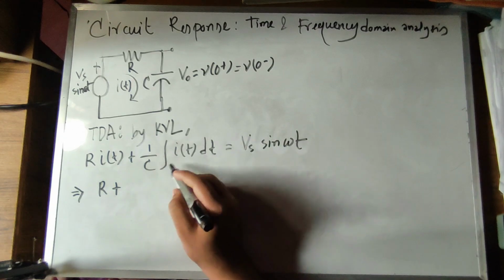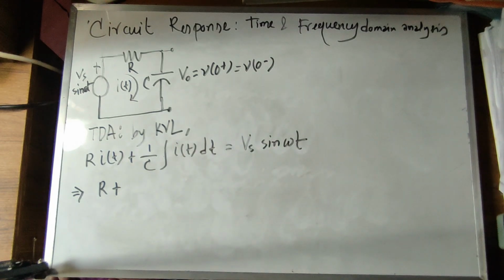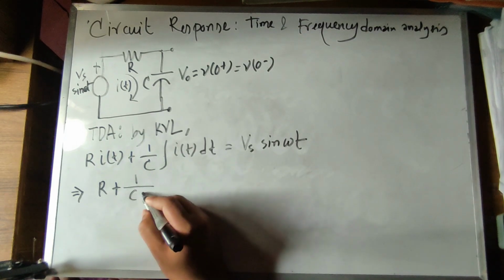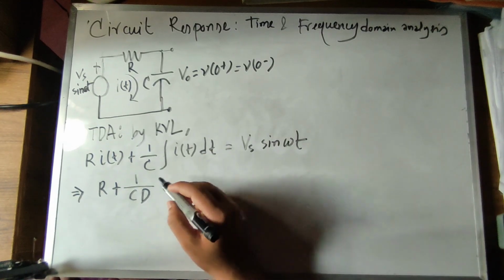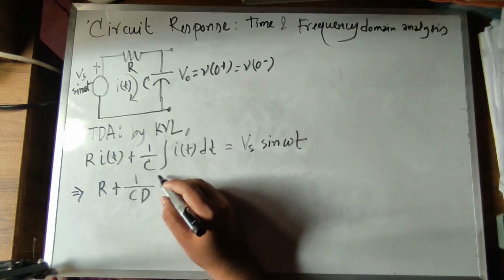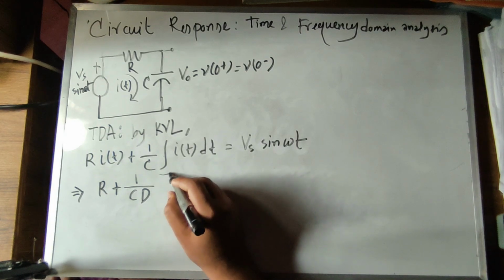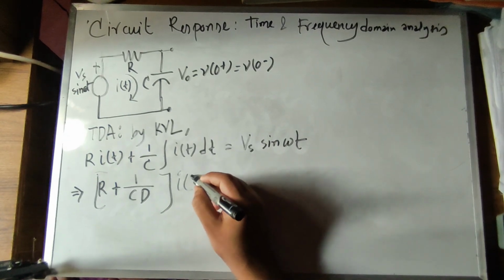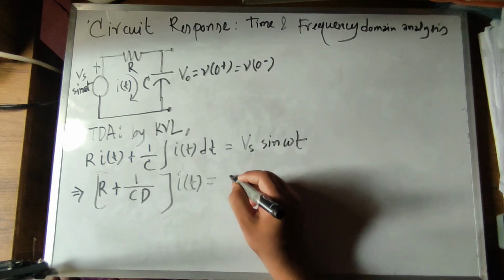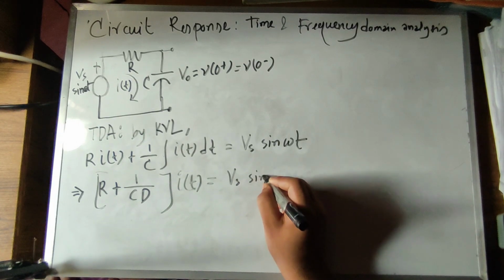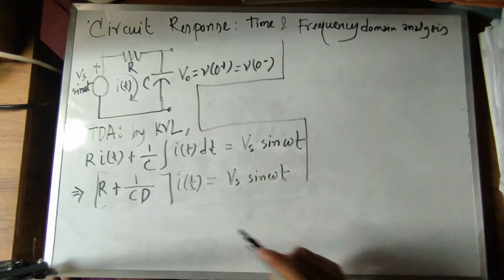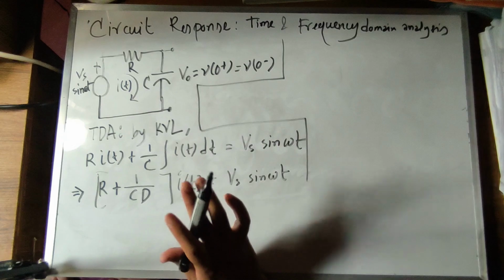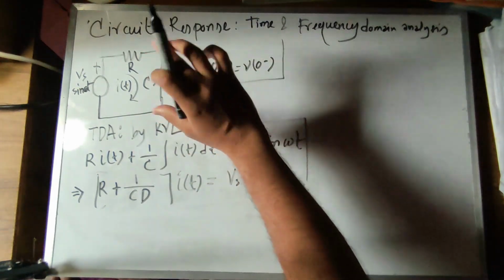Now R plus, let me replace this integration by a linear differential operator with constant coefficient. So 1 by C D, integration means 1 by D if differentiation is D. So (R plus 1 by CD) i(t) equals Vs sine omega t. Now we have got the loop current, but the response of this RC circuit is the voltage across the capacitor.